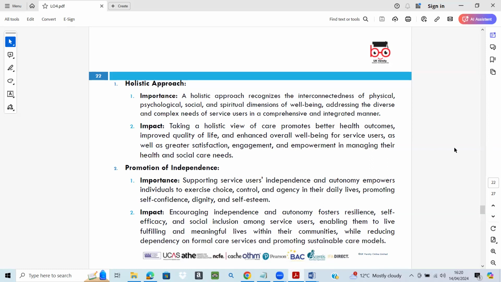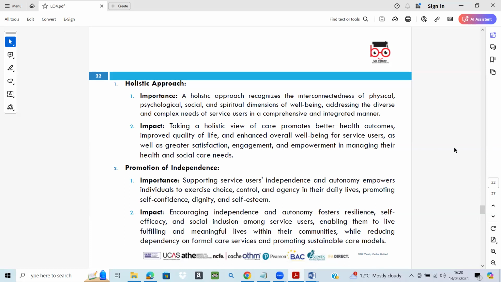So, what would be the impact of the holistic approach? By addressing all dimensions of well-being, a holistic approach can lead to better health outcomes and improved quality of life. It also promotes greater satisfaction and engagement among service users, empowering them to take an active role in managing their health and social care needs.